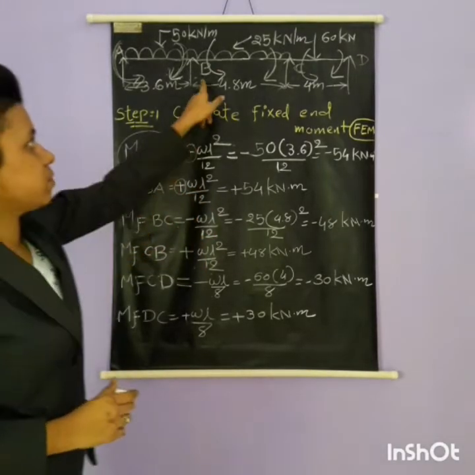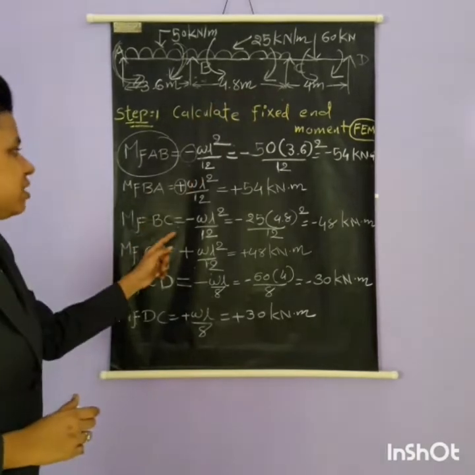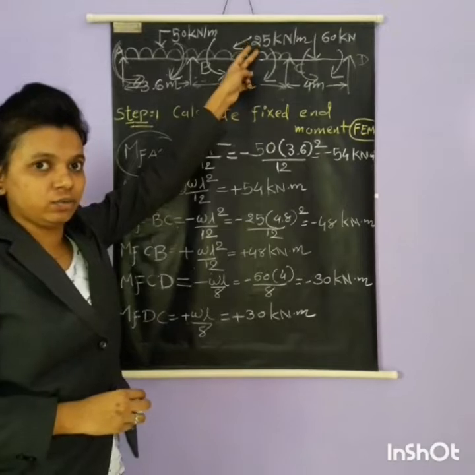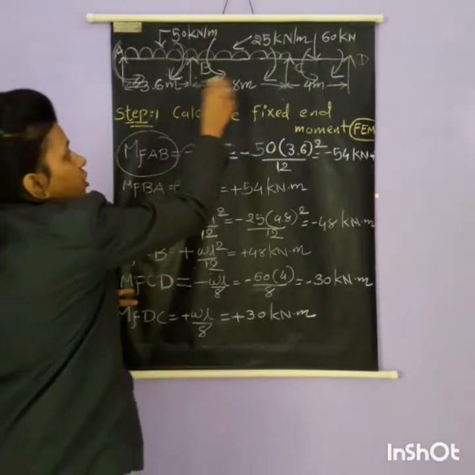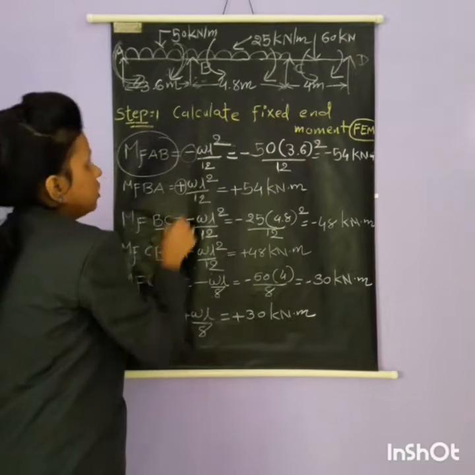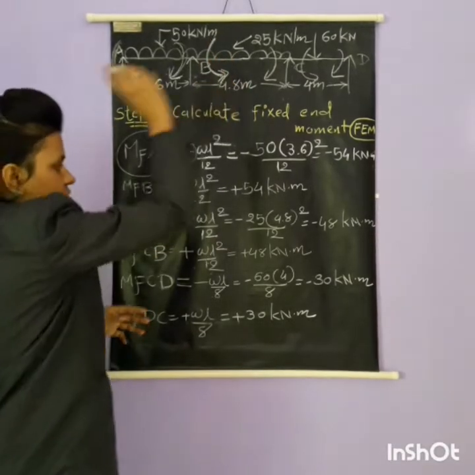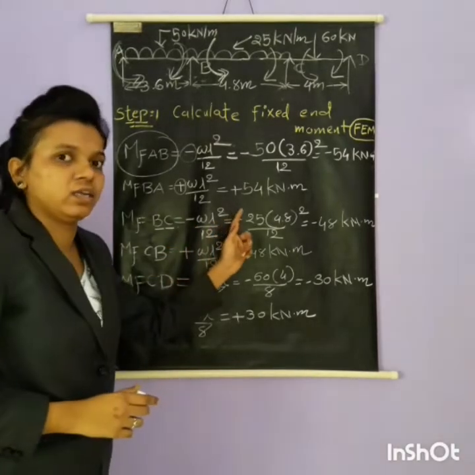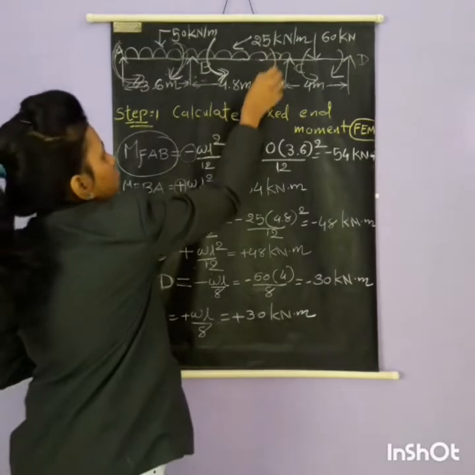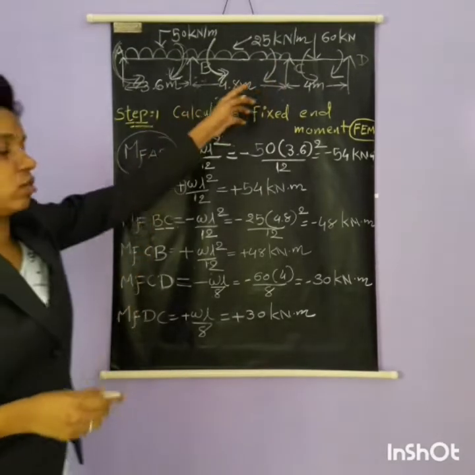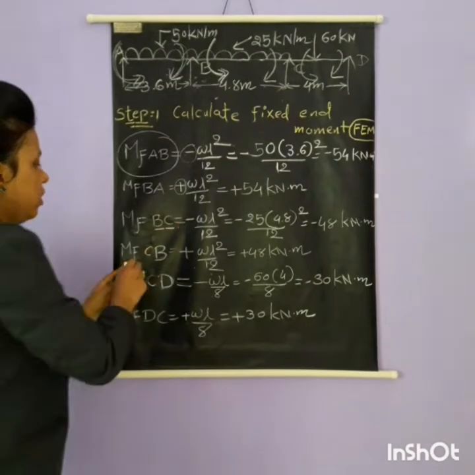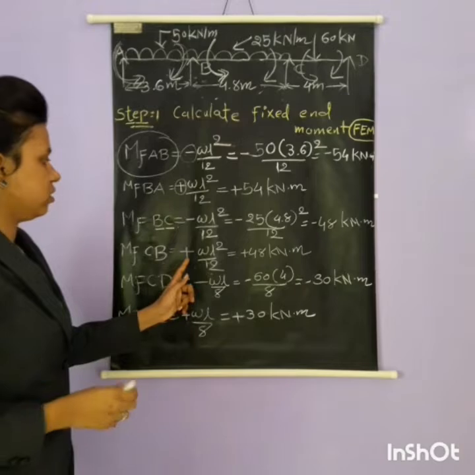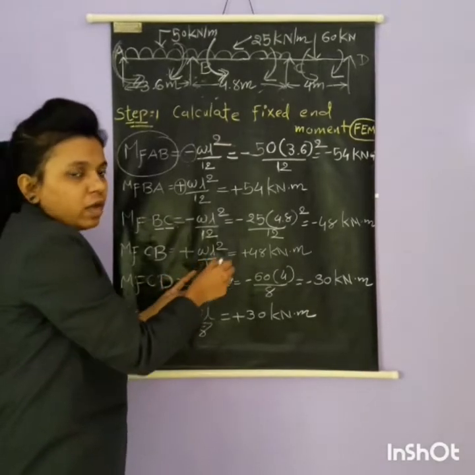Now the turn of span BC. Span BC also carries the UDL of 25 kN per meter. Then B to C, which is anti-clockwise direction, the negative sign will be here, minus WL square by 12. Next is C to B, which is clockwise. Now MFCB, which is C to B, which is clockwise direction, then positive WL square by 12.